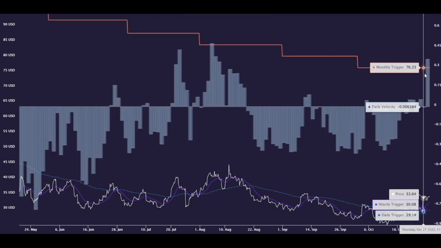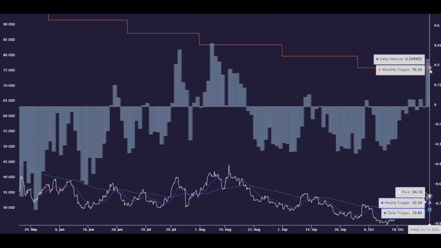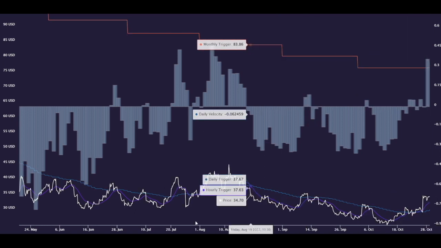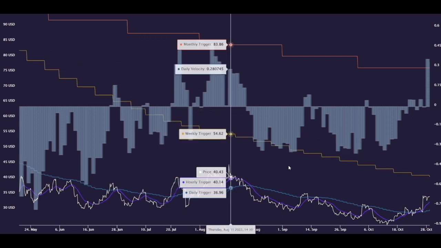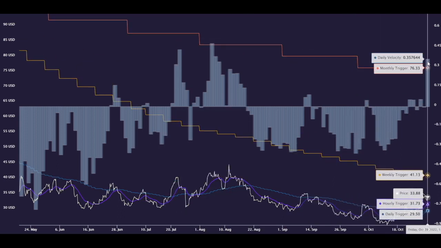Yeah, daily velocity looks nice and strong. Really nice and strong, actually. So with this kind of daily velocity, you have to take 25% of your position right away, because when you have this strong daily velocity, it could counteract hourly bullish divergences.